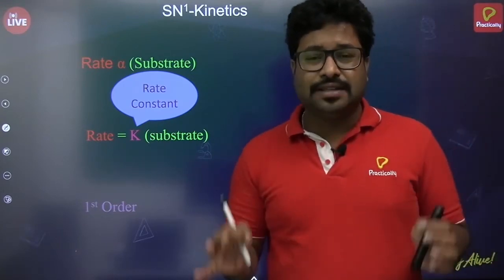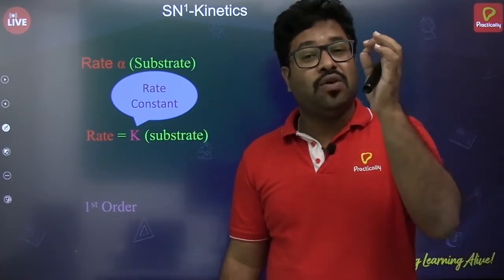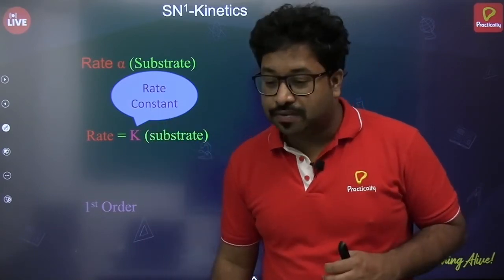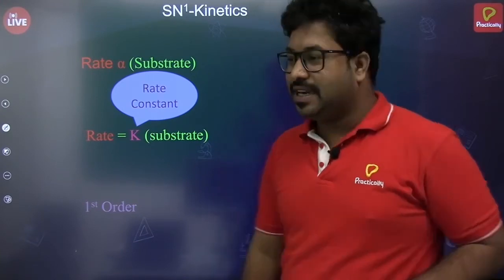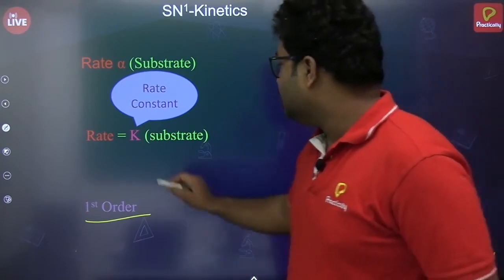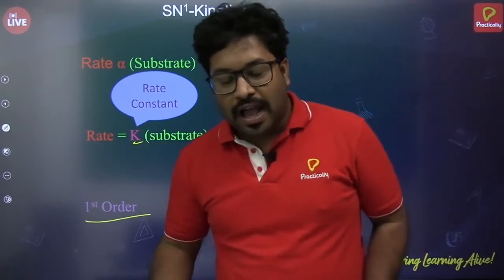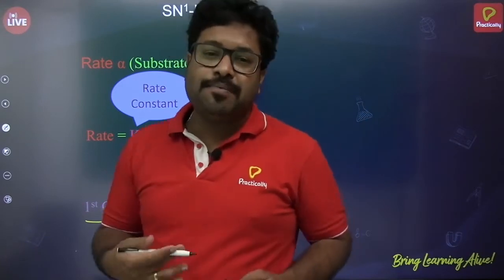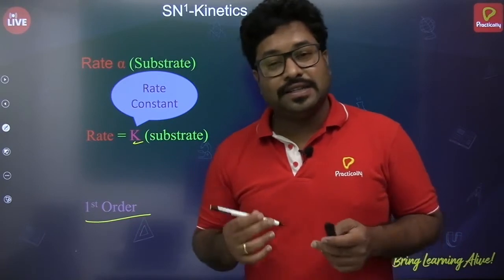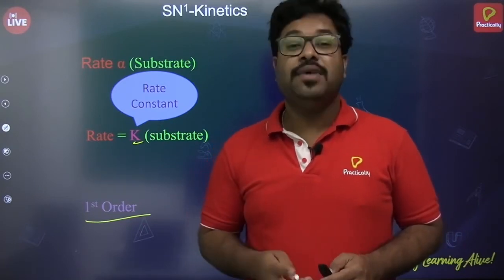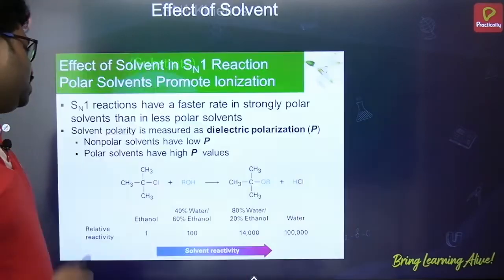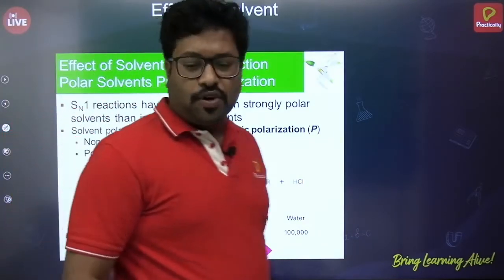Here the rate of the reaction is dependent on the concentration of only and only one species, and that species is what? That species is your substrate. And that is why it's first order kinetics. This k is the rate constant, as we already know. And I have told you the reason also why it is dependent only on the substrate. Because in the slow step, only the substrate was present. There was no nucleophile. Okay? Sure. Now, effect of solvent.